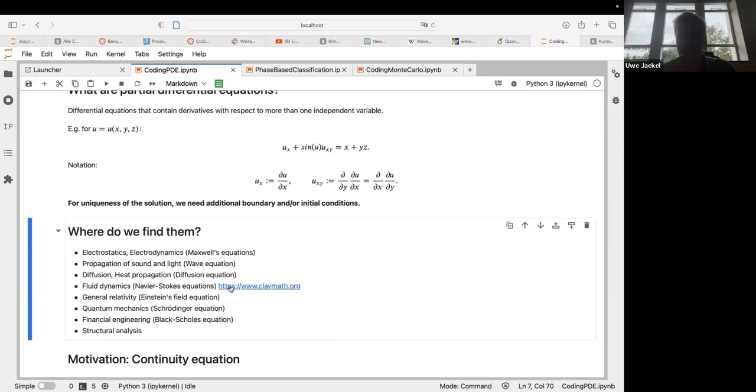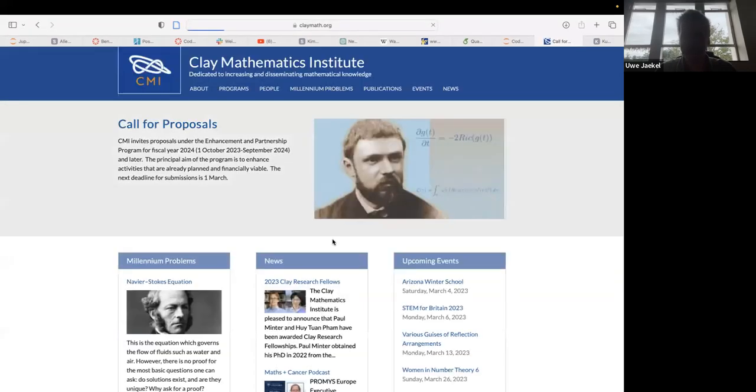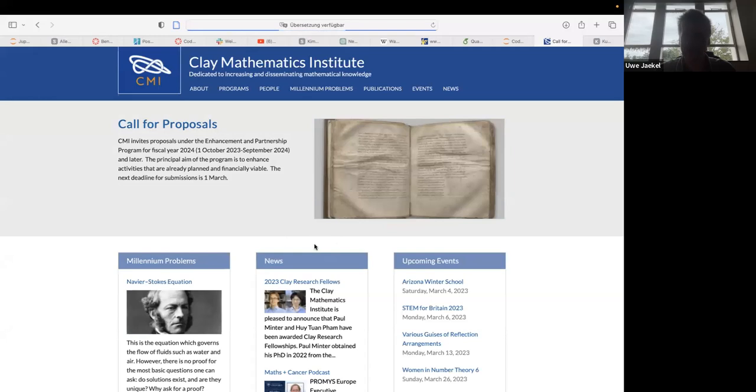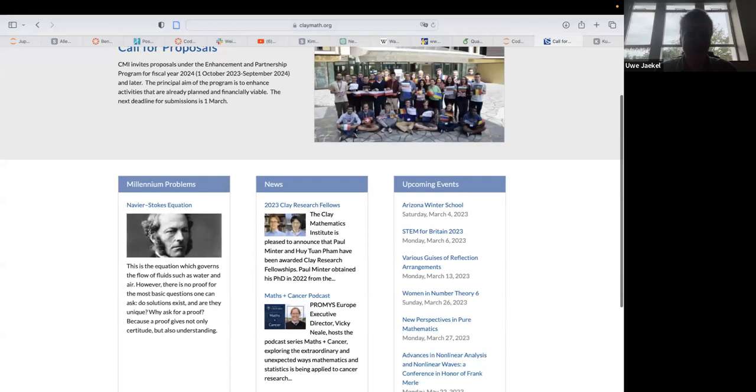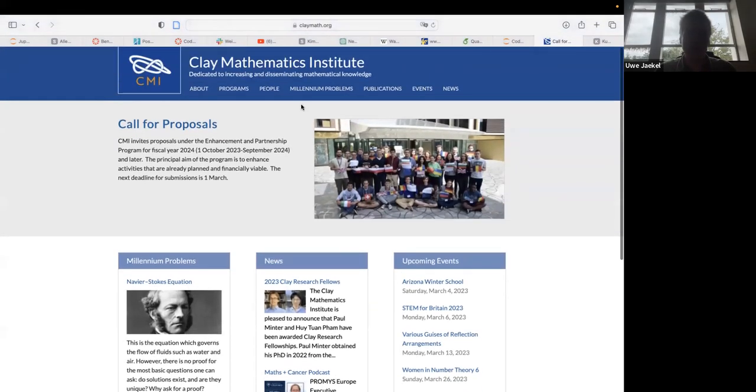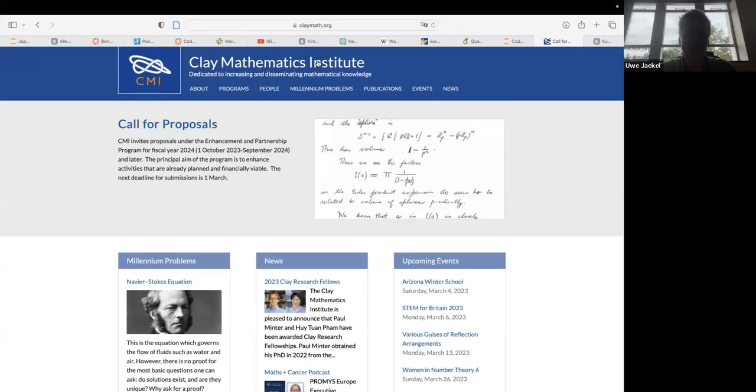And I gave you a link because why is this interesting? This should emphasize that this is a very open area of research and there are still unsolved problems. You may have heard about the Millennium Prize problems. I give you the link. Funnily enough, they are featured on the homepage of the Clay Mathematics Institute.